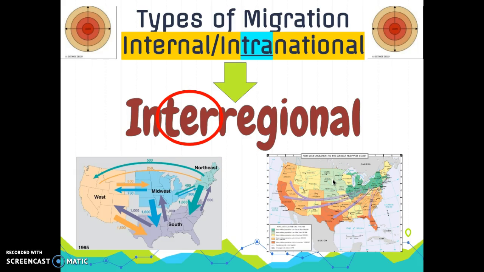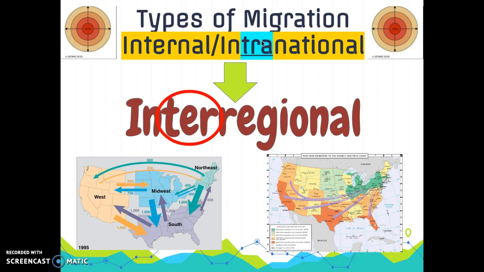Okay, so here is where it gets a little confusing. So internal or intra-national migration, okay? So this is kind of like the second type of migration, and then I'm going to talk to you about subsets within that type, okay?